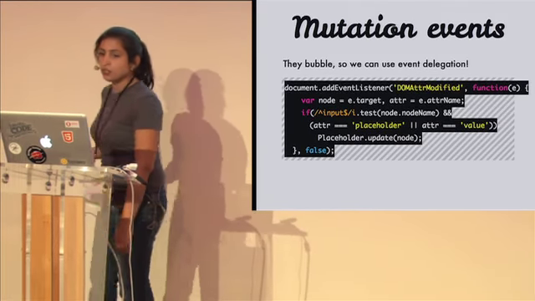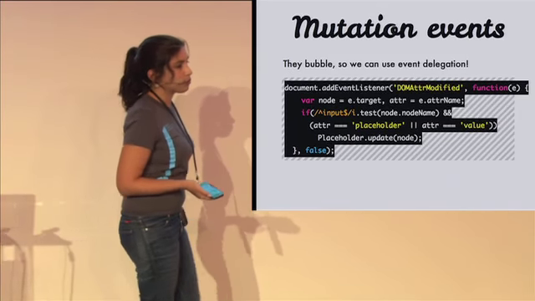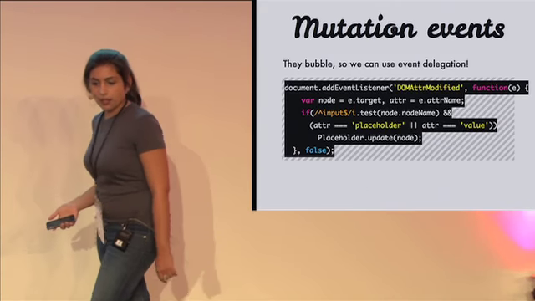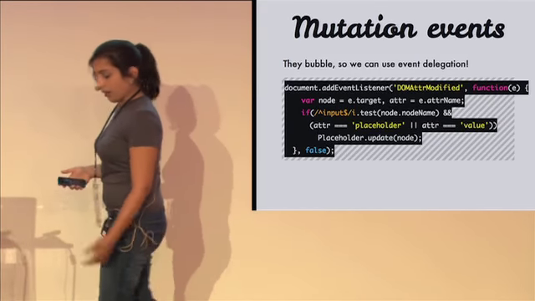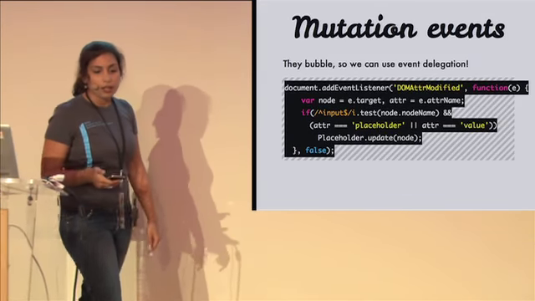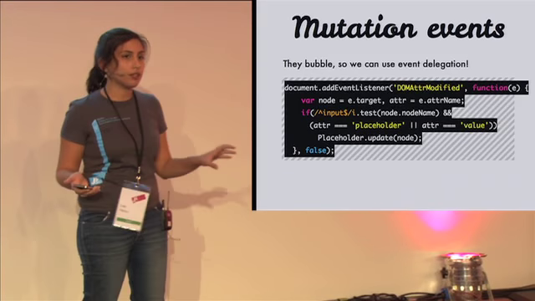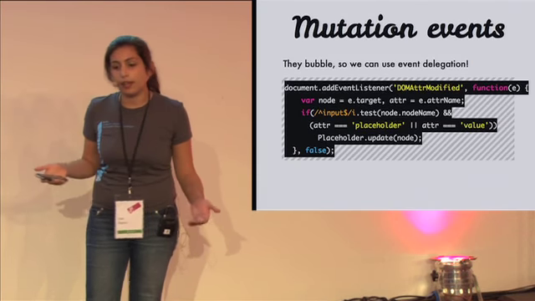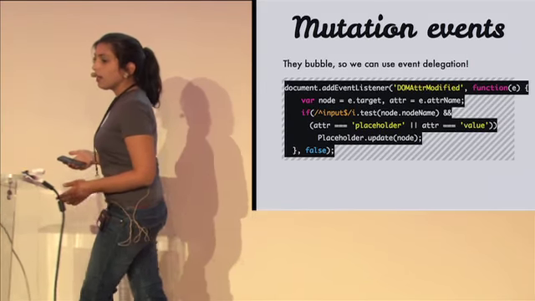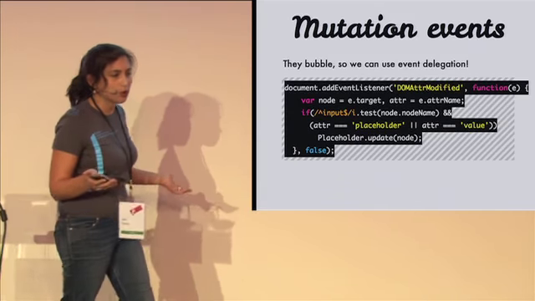An example of a mutation event is DOM attribute modified, and that's one of the two you're going to use more frequently. It gets fired when an attribute changes, and we can get the old value from it, the new value, and the attribute name. Also, mutation events bubble, so we can just register an event handler in the document, and then monitor all DOM attribute modified events. And if they're of the kind that interests us, we do stuff. If not, we don't do anything.